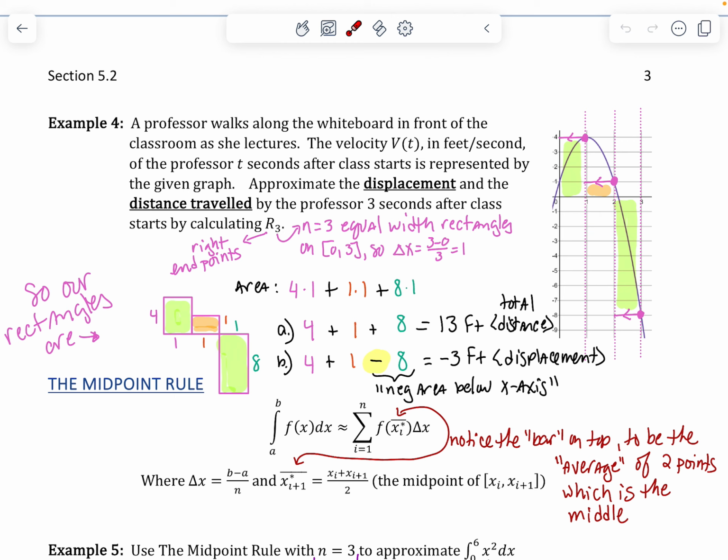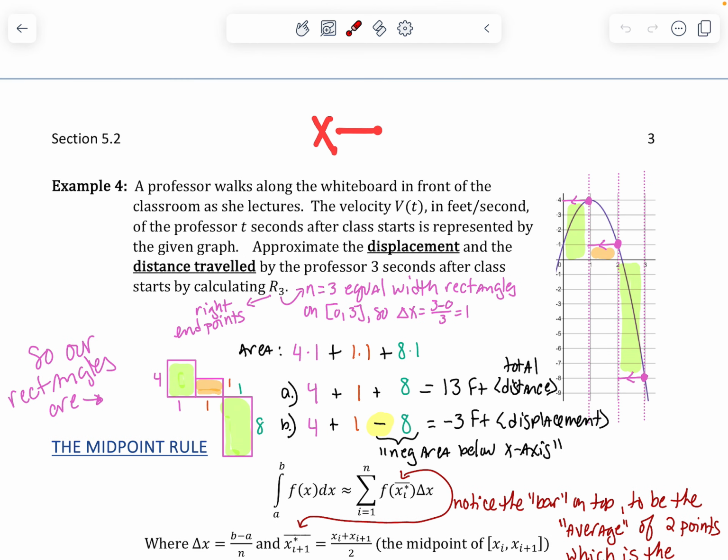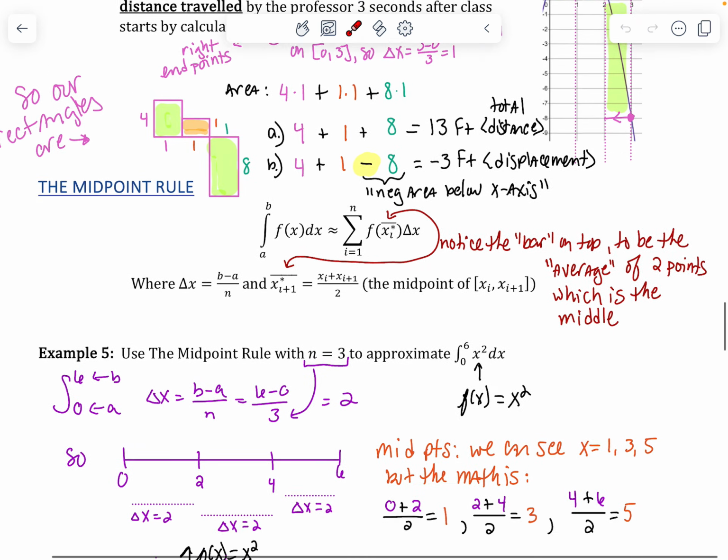But when we're asked for the displacement, how has the total distance changed over time, that last rectangle needed to be negative because it was below the x-axis, as you can see to the left where I highlighted in the graph. So with subtraction, we get -3 feet. That might seem odd, but imagine it this way. Class starts here, the teacher walks 4 feet. They walk another foot, but then they walk 8 feet the opposite direction. So when class started here, there was a net of -3 feet from the original starting place.